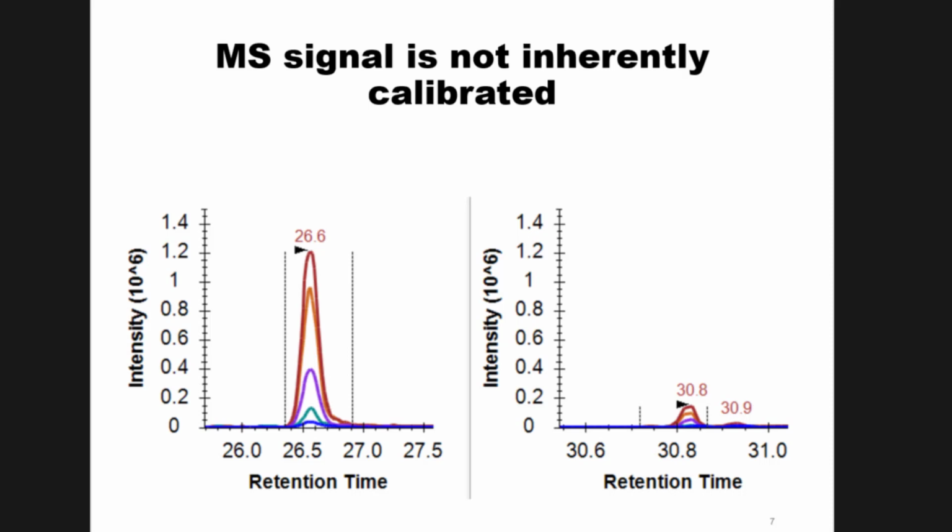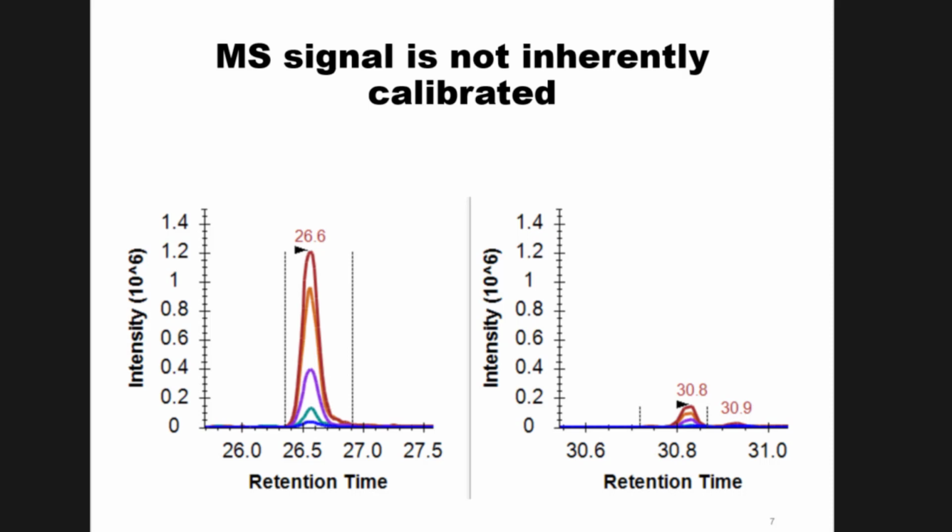Without doing anything else, we might say, sure, this peptide is more abundant, so therefore I would assume that the protein this peptide came from is more abundant. But we can't actually say that, because mass spectrometry signal is not inherently calibrated. What if I told you this was run today and this sample was run 20 days later?